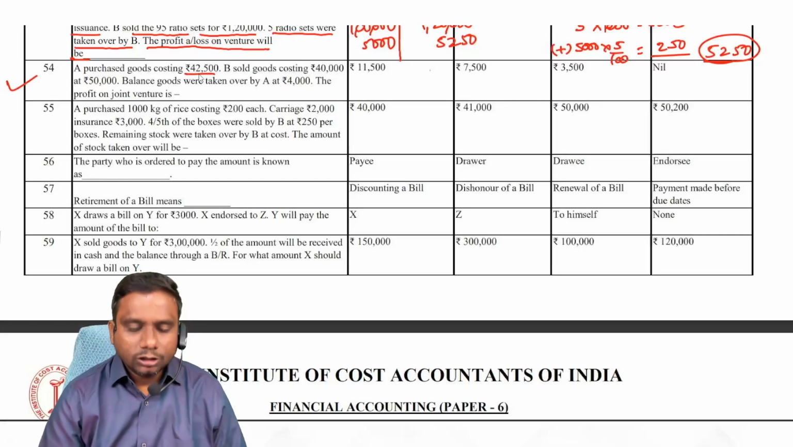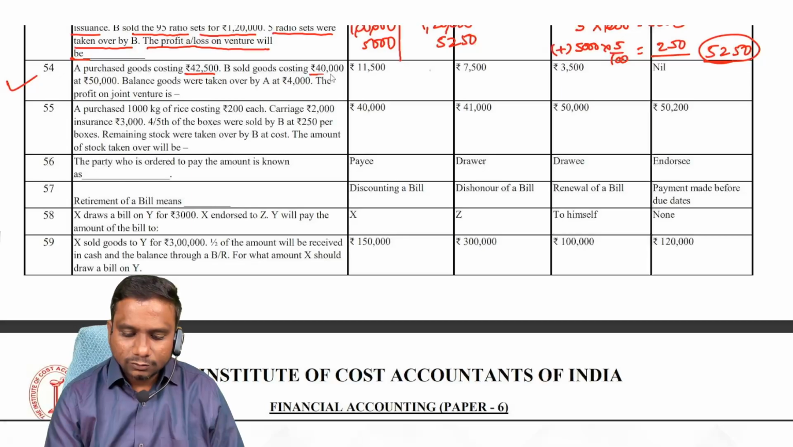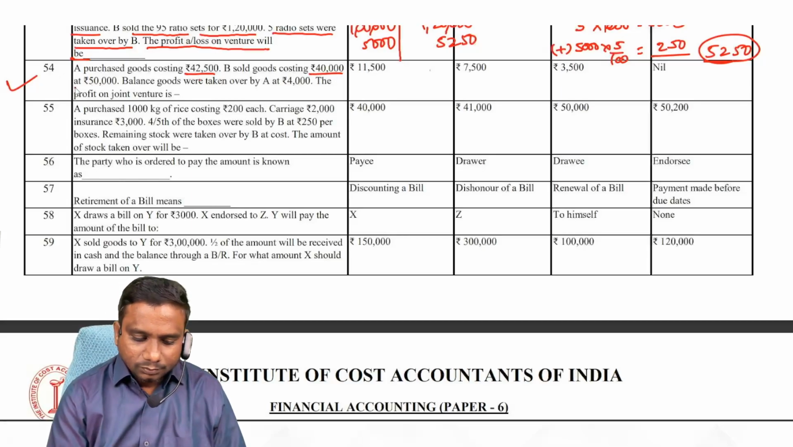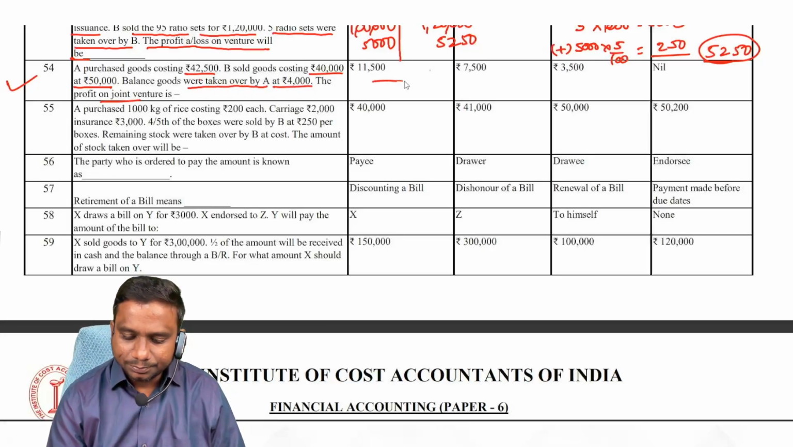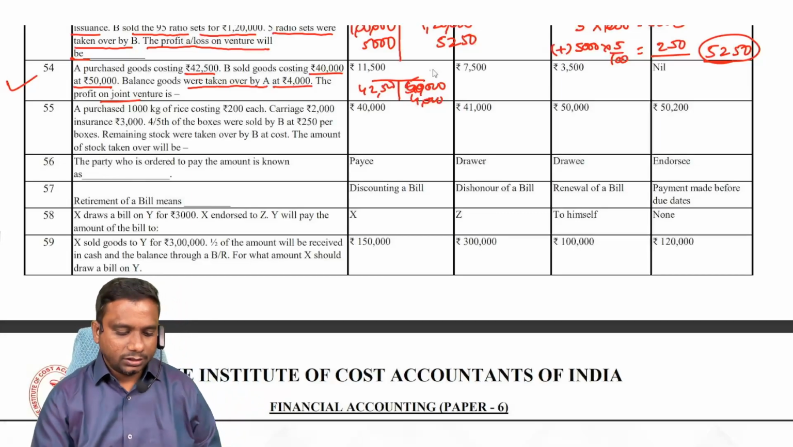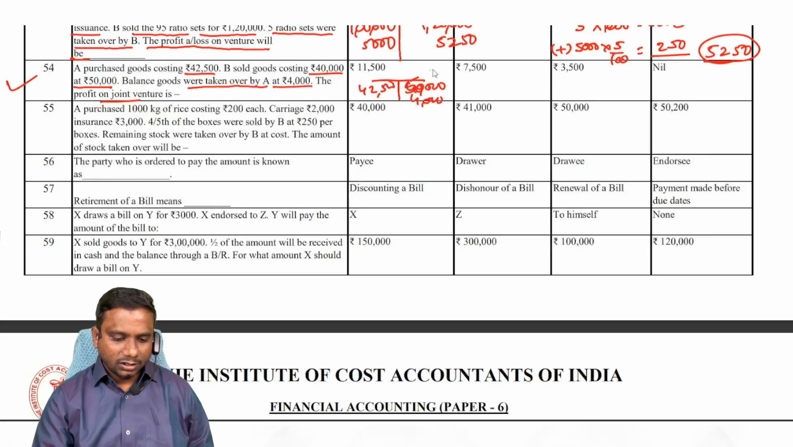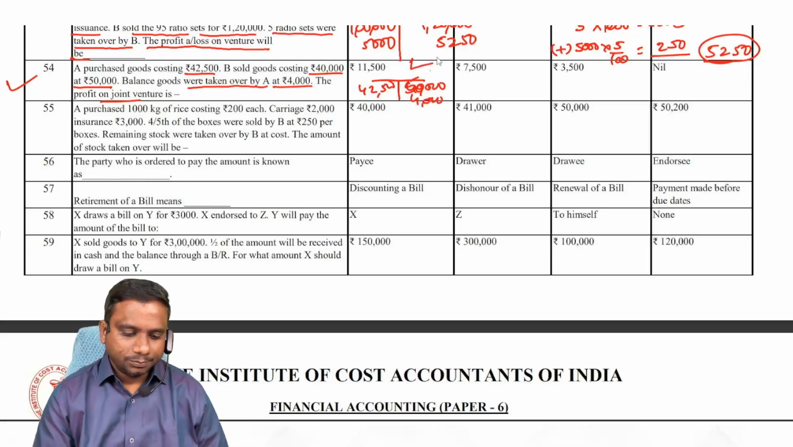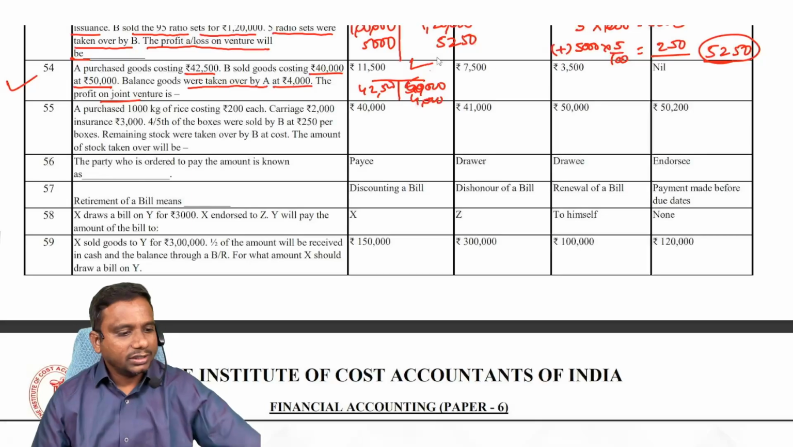A purchased goods costing 40,500. B sold goods costing 40,000 at 50,000. Balance goods were taken over by A at 4,000. The profit on venture will be simple. Total 50,000 income less 4,000 goods taken minus 42,500. 11,500 is the profit on venture. Yes or no, students?